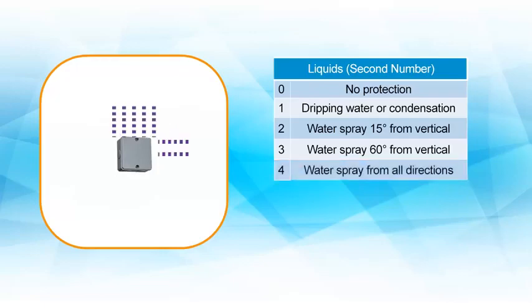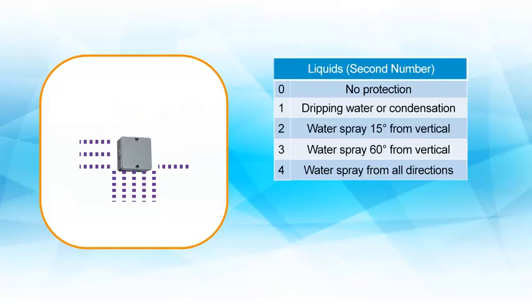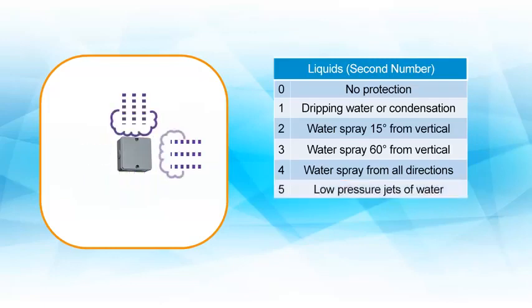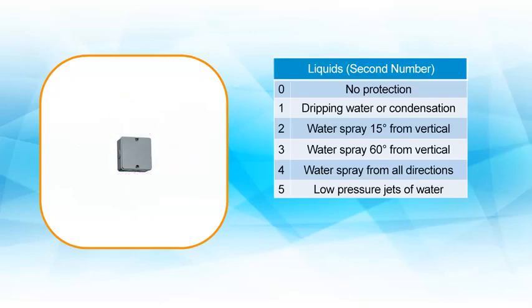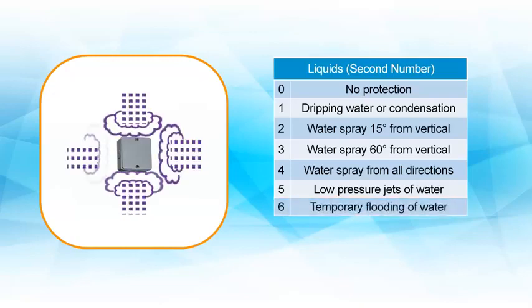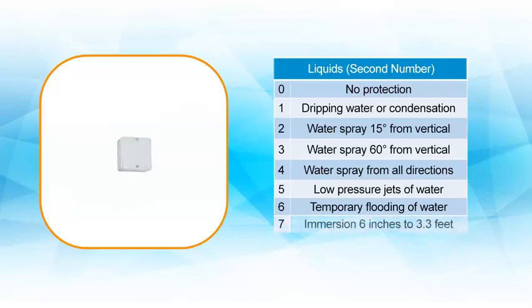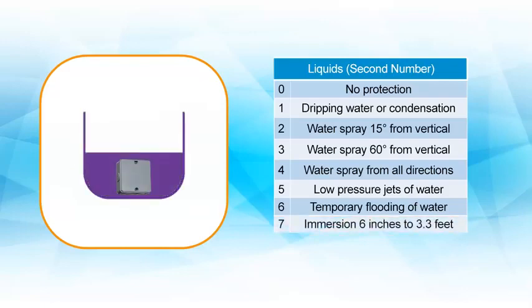4 signifies splashing water. Water splashing against the enclosure from any direction shall have no harmful effect. 5 signifies water jets. Water projected by a nozzle against the enclosure from any direction shall have no harmful effects. 6 signifies powerful water jets. Water projected in powerful jets against the enclosure from any direction shall have no harmful effects. 7 signifies immersion up to 1 meter. Ingress of water in harmful quantity shall not be possible when the enclosure is immersed in water under defined conditions of pressure and time.